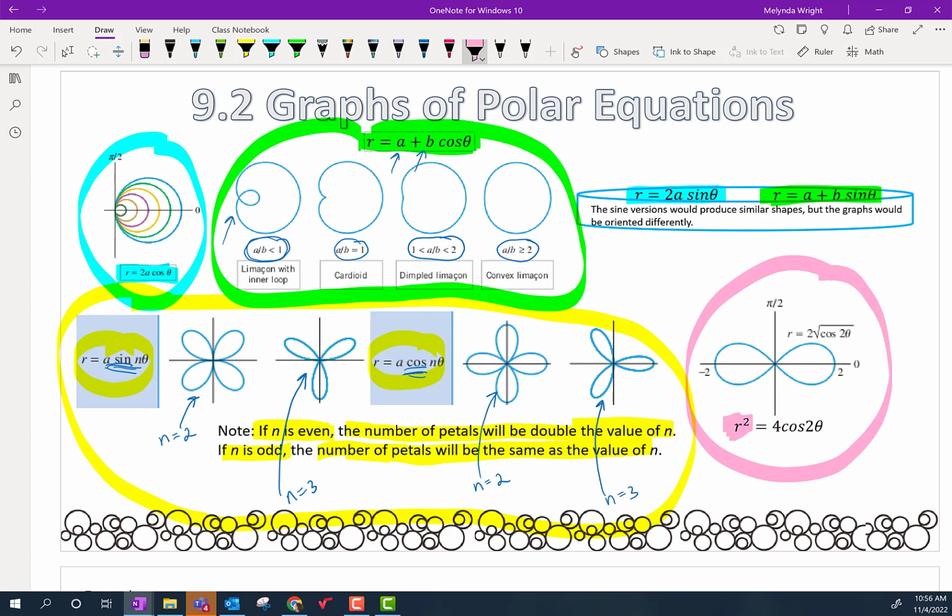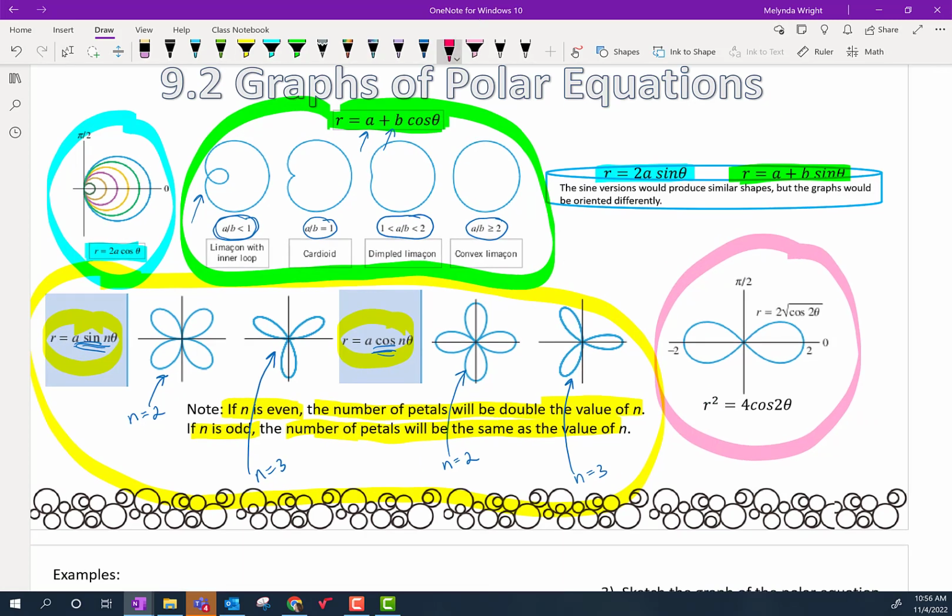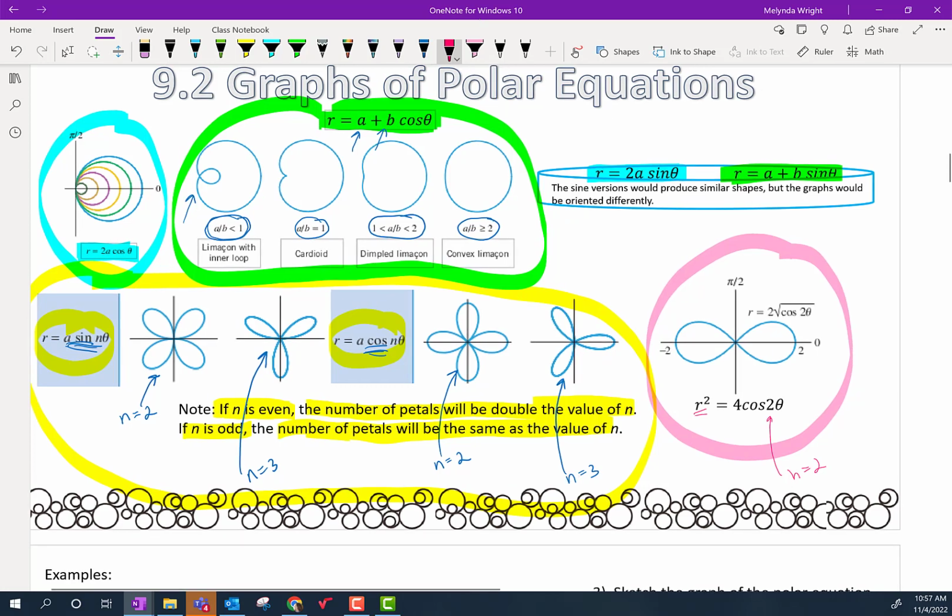That really changes things for us. When that's r squared, what happens is this 2, which is like an N of 2, would normally mean that we would have 4 petals. But when it's r squared equals, what happens is the negative petals are eliminated, because we know that if r squared equals a number, it can't be negative, right?